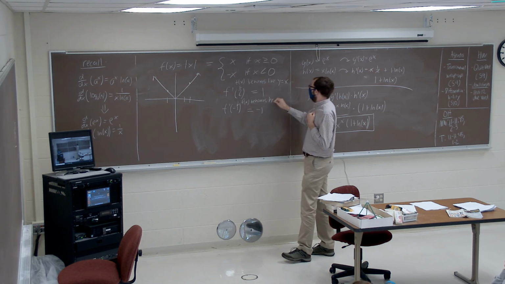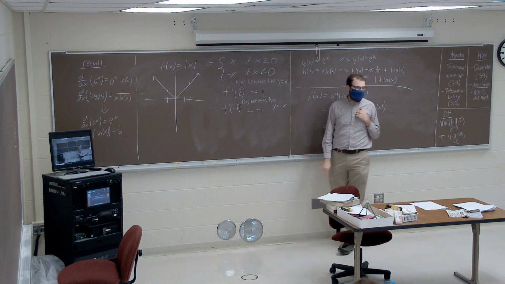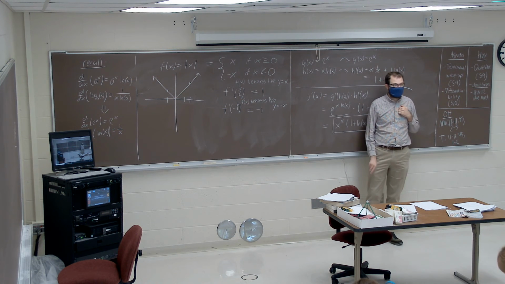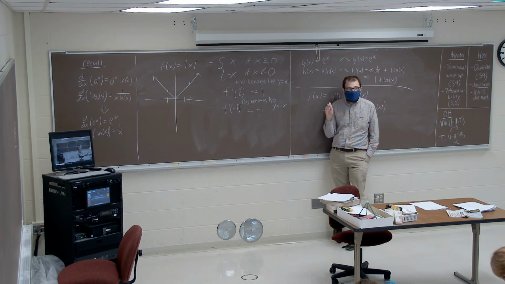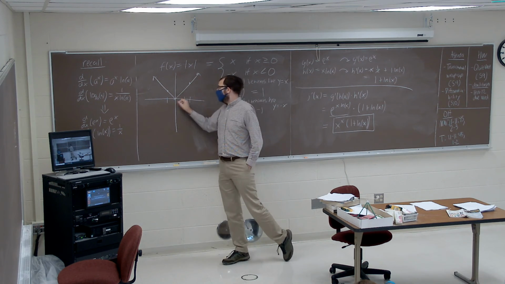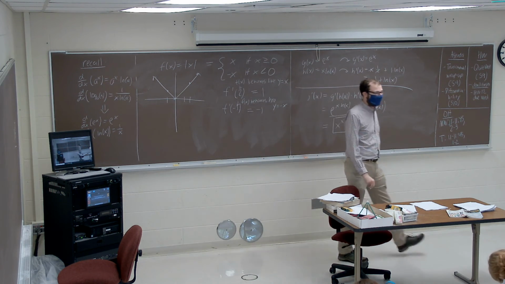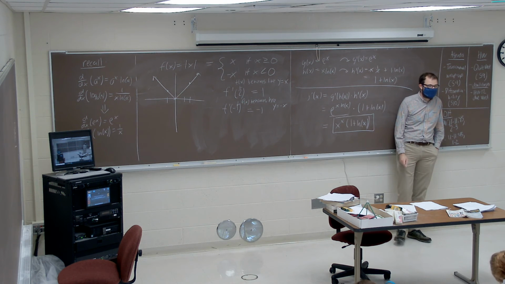Since at -1, f of x behaves like y equals -x. You all can probably guess what question I'm going to ask next. f prime of 0. What's f prime of 0? It's undefined. Why is that?